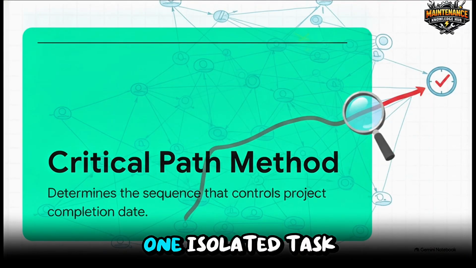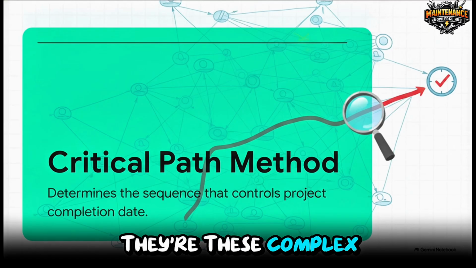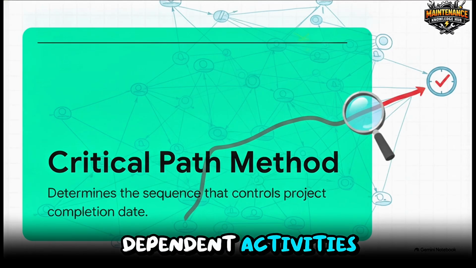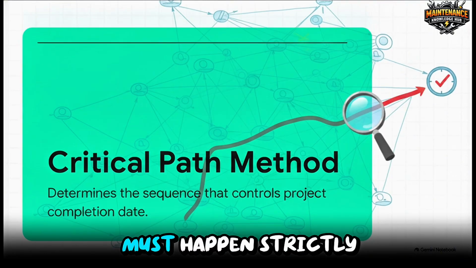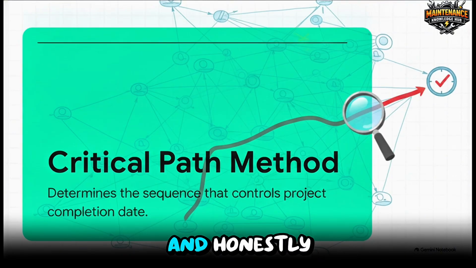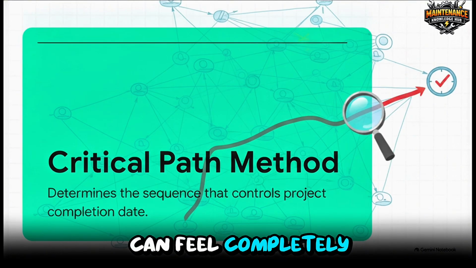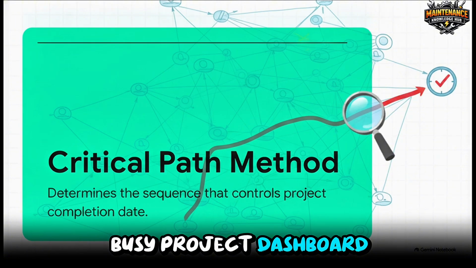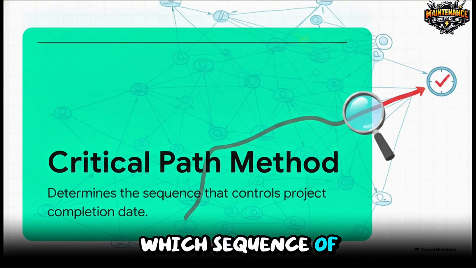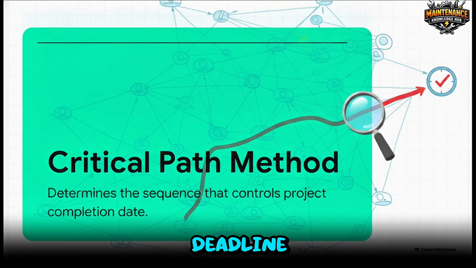Projects are rarely just one isolated task. They're these complex webs of interconnected, dependent activities. Some things can happen at the exact same time, while others absolutely must happen strictly one after another. And honestly, managing that web can feel completely overwhelming. But CPM, it's the ultimate diagnostic tool. It cuts right through the noise of a busy project dashboard and highlights exactly which sequence of events actually holds the keys to your deadline.